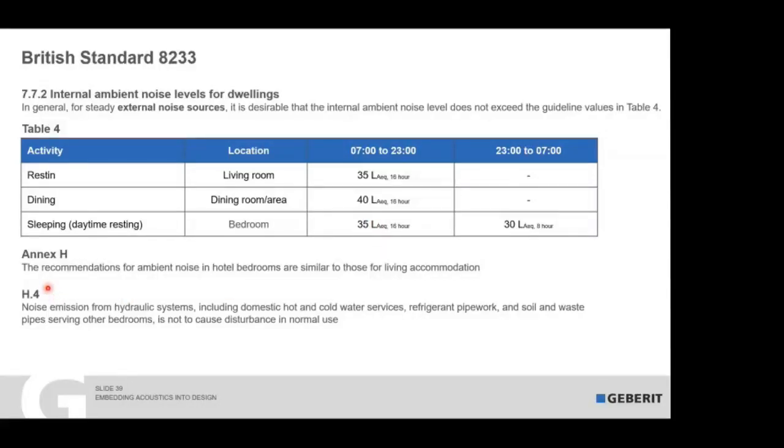And in the end, we also have H4: noise emission from hydraulic systems, including domestic hot and cold water services, pipe work, soil and waste pipes serving bedrooms, is not to cause disturbance in normal use. So what does that mean? Is it 45? Is it 31? Is it 25? Nobody actually knows. And that's why, if you refer to the British standard, it would be good maybe for other things, outside noise sources, whatever is defined. But for pipe work, soil and waste pipes, and so on, this standard is unfortunately not very suitable from our point of view.